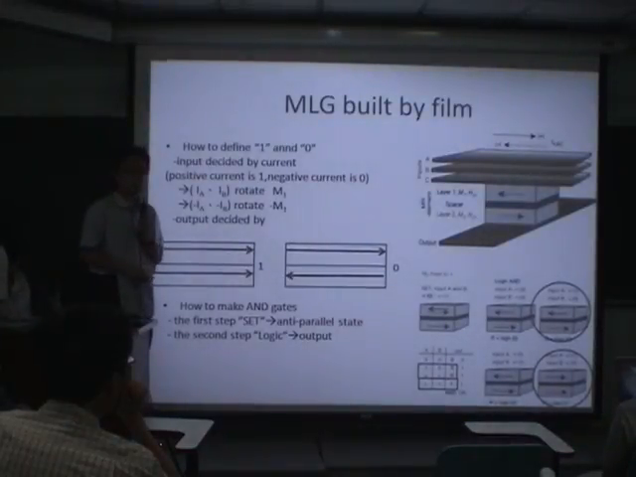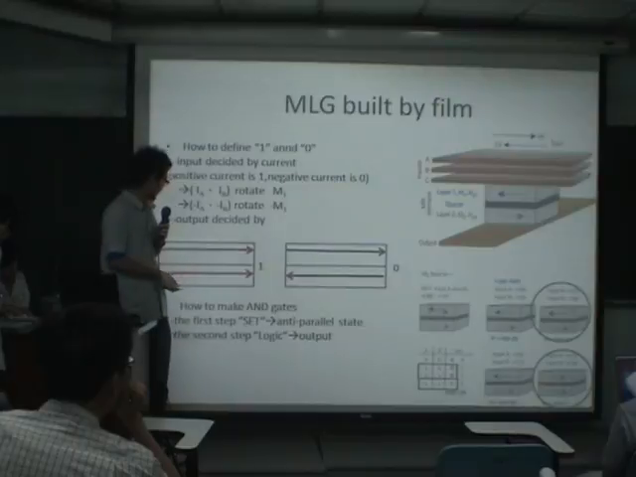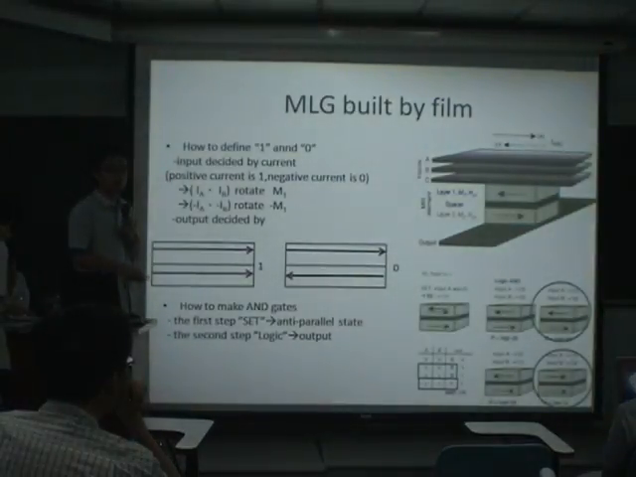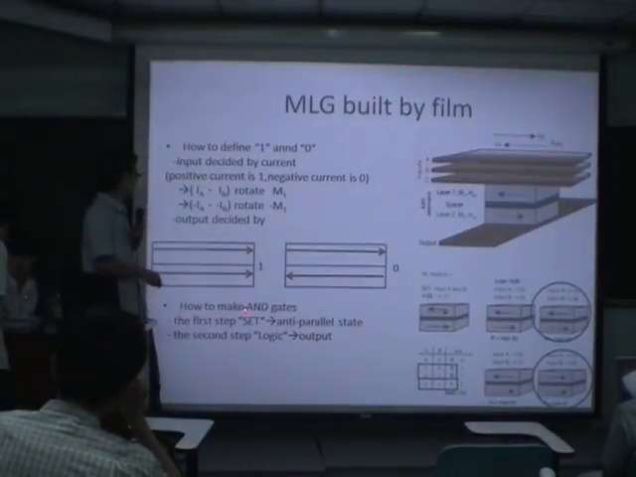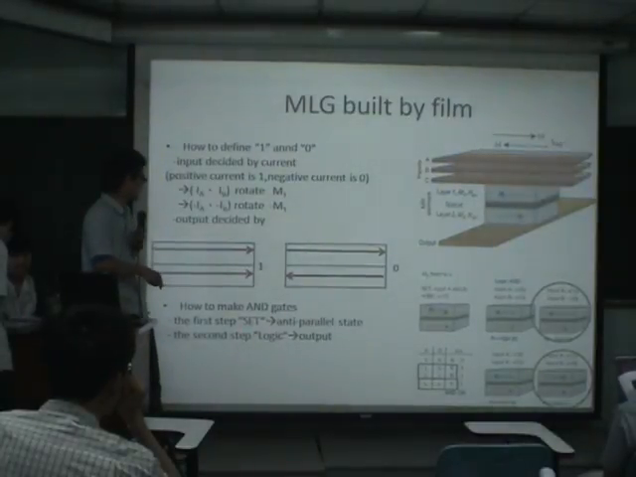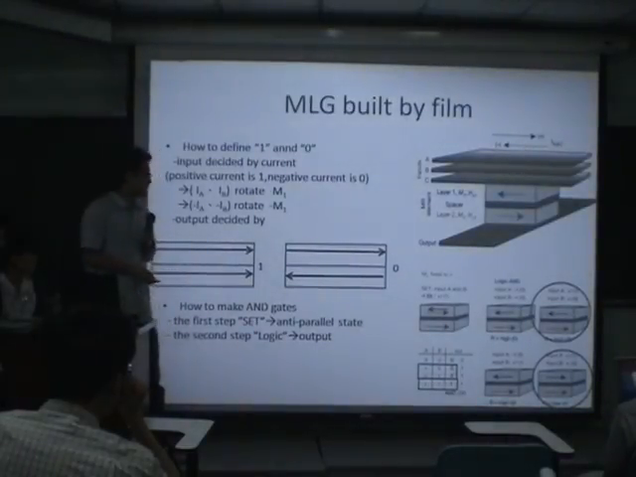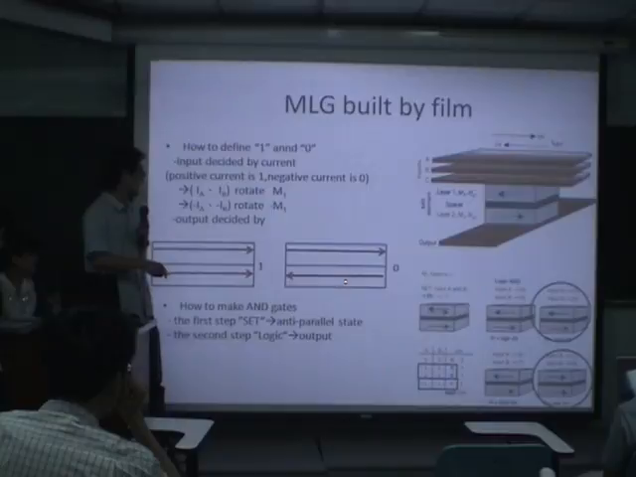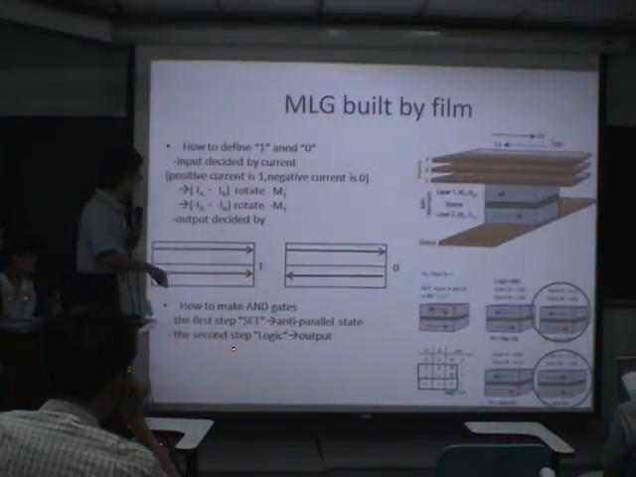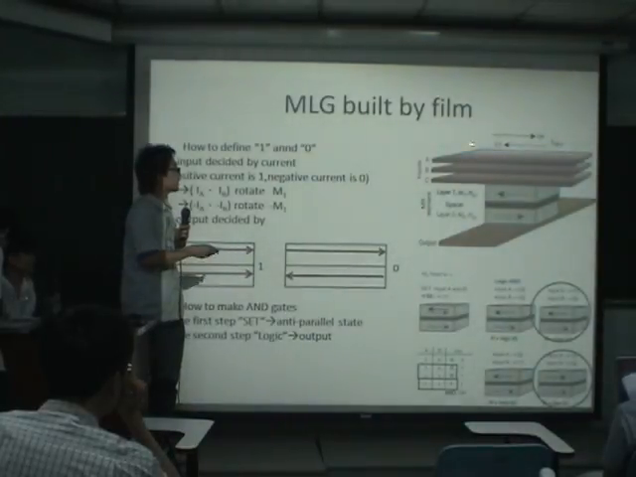For output, we could define logic 0 and 1 by two stable states, like this, parallel state and anti-parallel state. That is low resistance and high resistance. Here I want to make a NAND gate. There are two steps. The first step is called state, to determine what's the original state, this or this. For NAND gate, I want to use the anti-parallel state. The second step is called logic, to decide our output by using current A and current B.